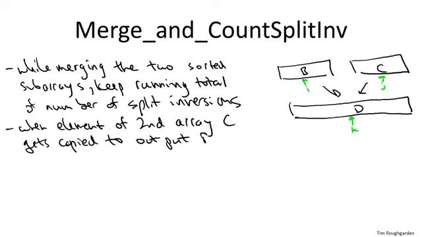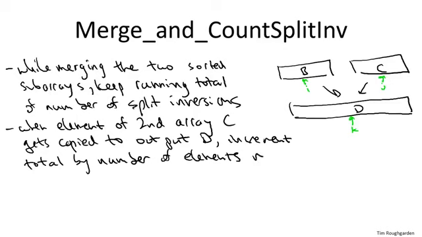And how many split inversions are involved with a given element of C? Well, it's exactly how many elements of B remain when it gets copied over. So that tells us how to increment this running count. And it follows immediately from the claim on the previous slide that this implementation of this running total counts precisely the number of split inversions that the original input array A possesses.